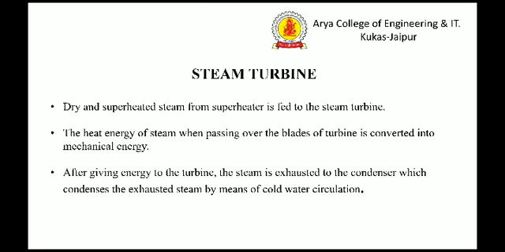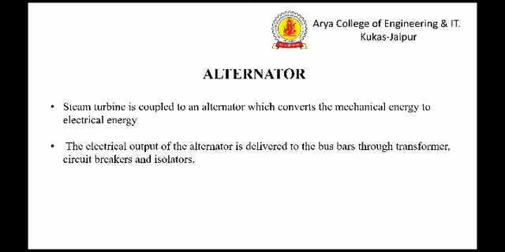In the steam turbine, dry and superheated steam from the superheater is fed to the steam turbine. The heat energy of steam, when passing over the blades of the turbine, is converted into mechanical energy. After giving energy to the turbine, the steam is exhausted to the condenser, which condenses the exhausted steam by means of cold water circulation.